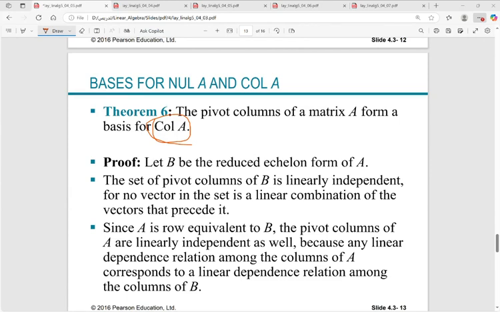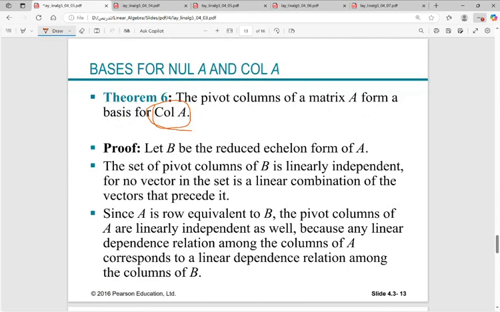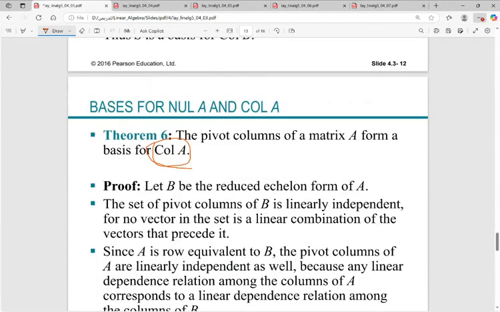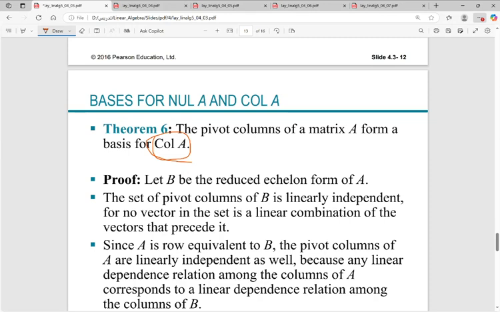Okay, so now we want to find a basis for Col A. We have a subspace like Col A, the column space of A, and we want to find a basis for Col A. Theorem 6 helps us to find a basis for Col A. It says that the pivot columns of A form a basis for Col A.